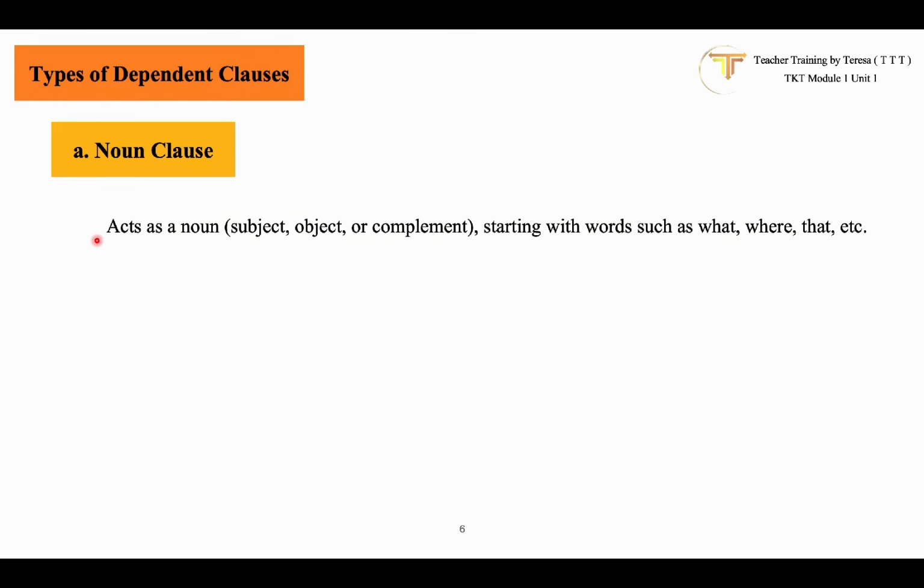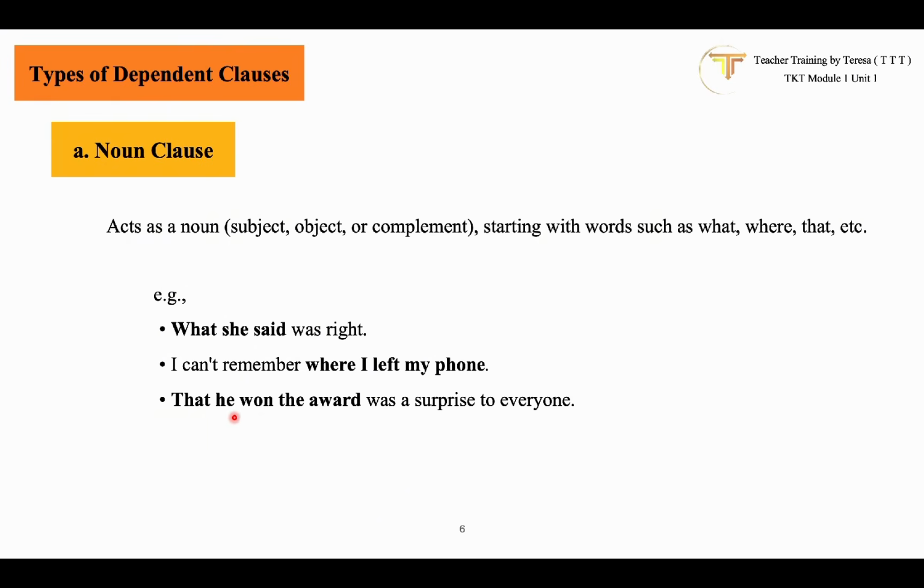Types of dependent clauses. A. Noun clause: acts as a noun, subject, object, or complement, starting with words such as what, where, that, etc. Examples: What she said was right. I can't remember where I left my phone. That he won the award was a surprise to everyone.